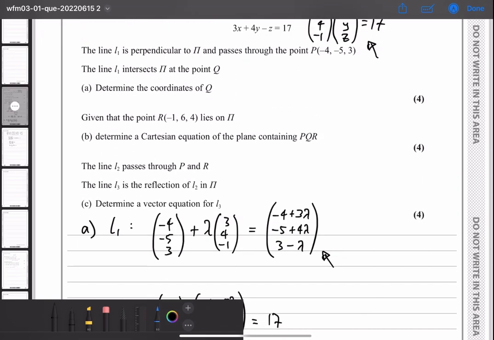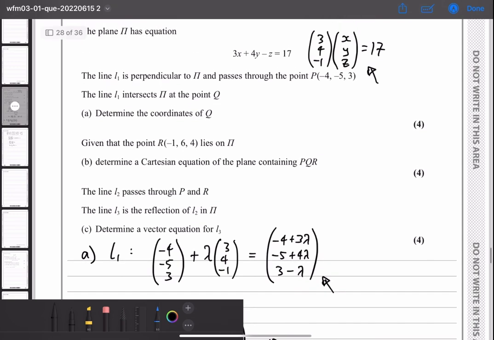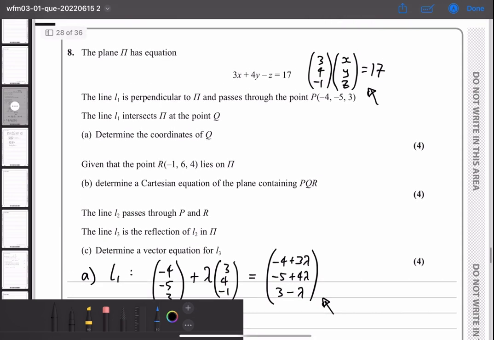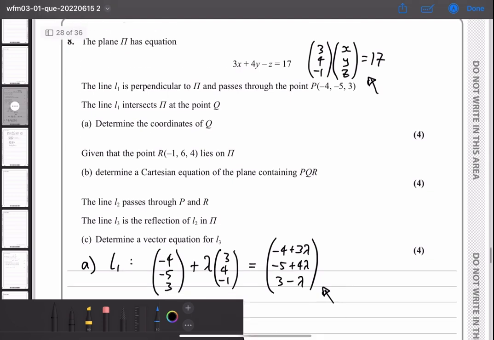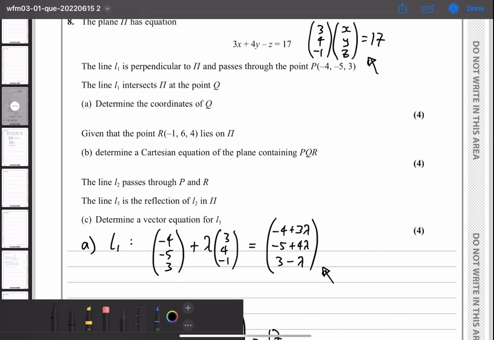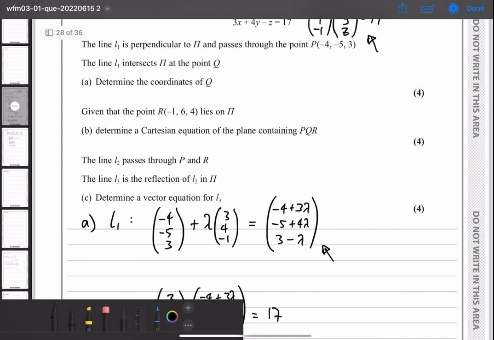The line L2 passes through P and R. So P is not on our original plane, but R is. Line 3 is a reflection of line 2 in pi, the original plane. Okay, let me just try and visualize this. If we've got the plane here, P is down here, Q, we know if we need that, is on the plane. Let's say R is over here somewhere. So we're told PR. We know Q, and that's perpendicular. PQ perpendicular to the plane.